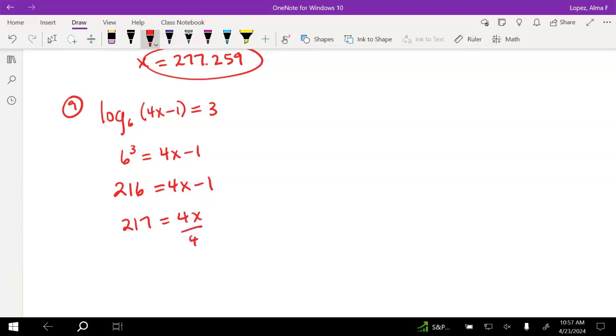To solve for x now, I'll divide both sides by 4, and I'm going to end up with x is equal to 217 divided by 4, which is 54.25.